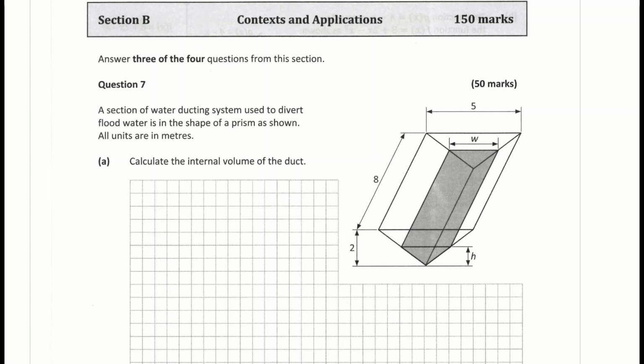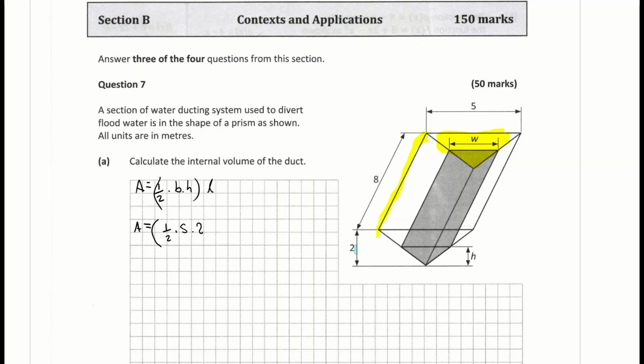So first of all, here we're looking at the cross section of the duct and it's in the shape of a triangle. So we're basically going to get the area of the triangle and then multiply it by the length of the object. So area of a triangle, half the base by the perpendicular height, and then we multiply it by the length for the 3D shape. So if we're looking for the area of the triangle, it's half the base. The base in this case is going to be 5 and my height is going to be 2.